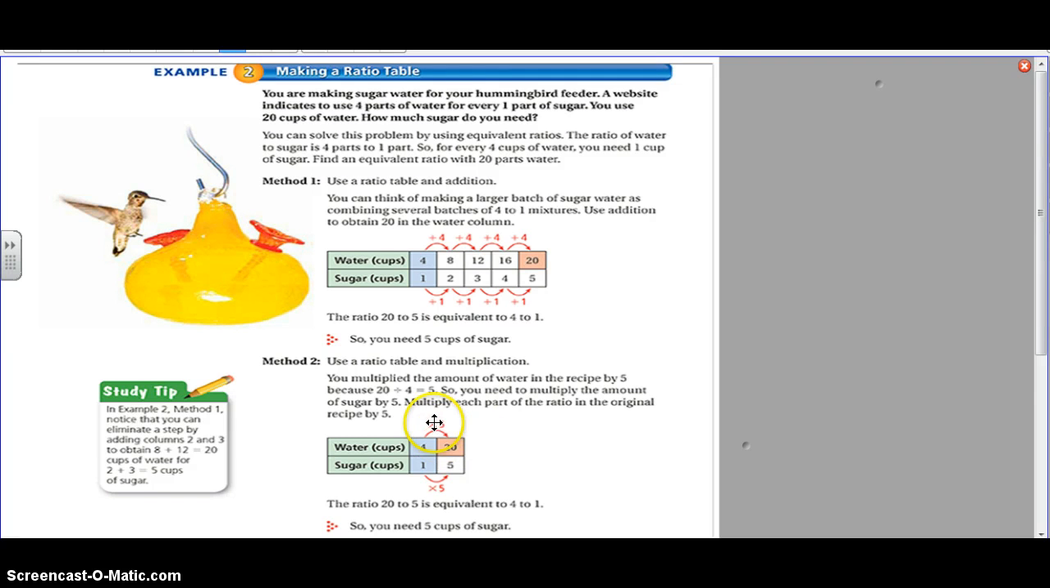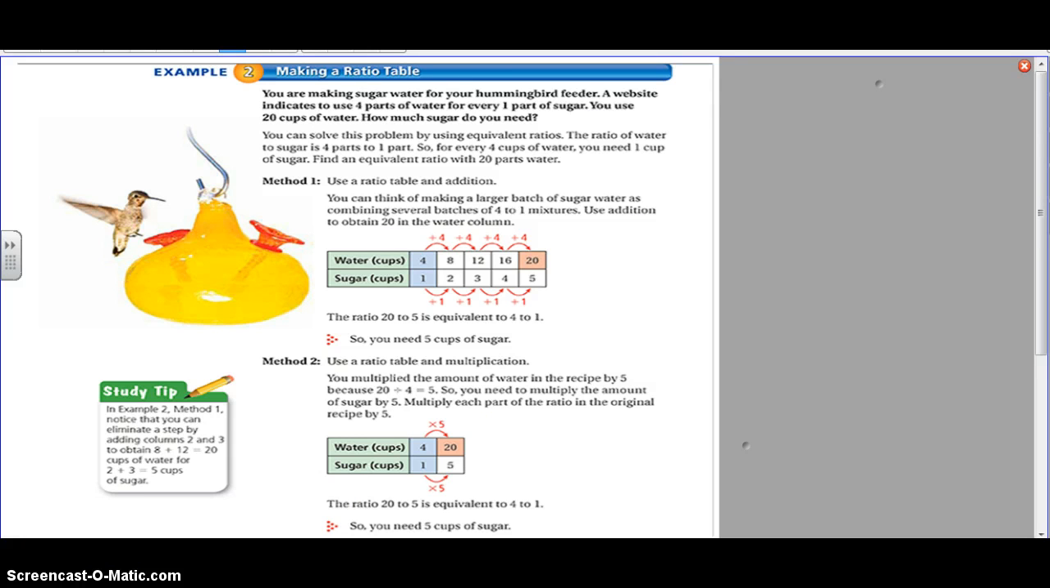Again, multiplication and division, the same. That told you that back in the keynotes. Now the ratio 20 to 5 is equivalent to 4 to 1.